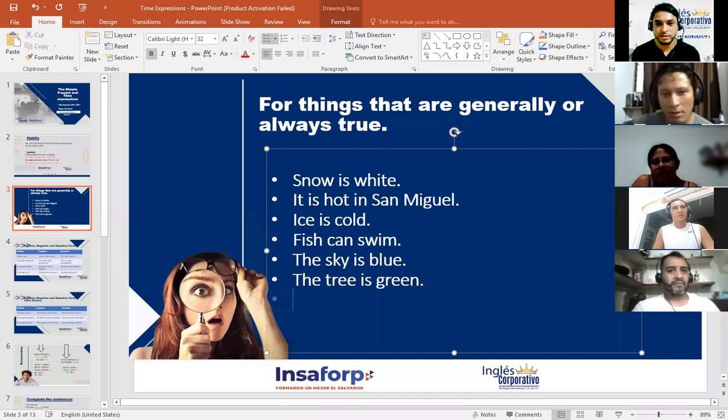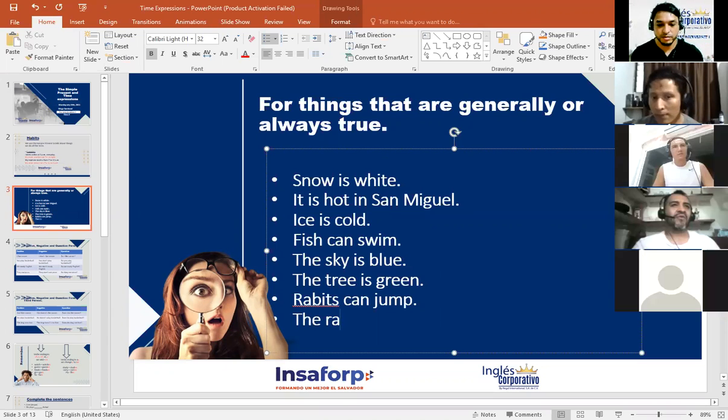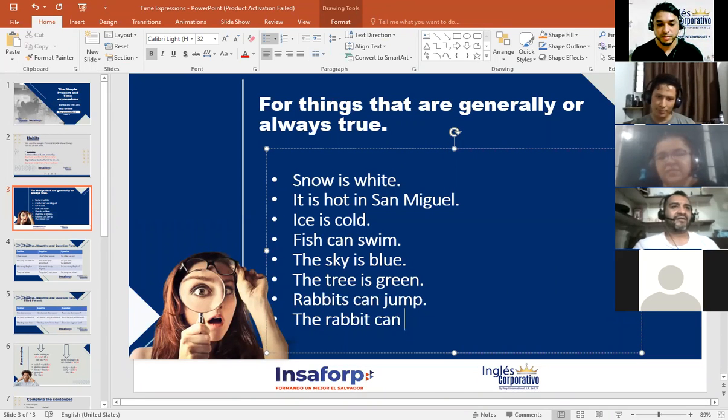Remember that rabbits can jump. In this case, we are going to use rabbits in general, in plural. Or using the third person, we can say the rabbit can jump. For singular.